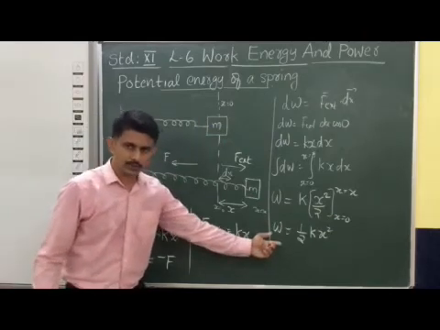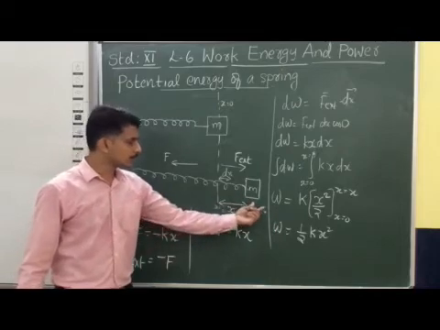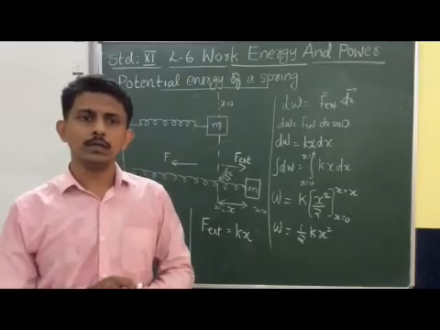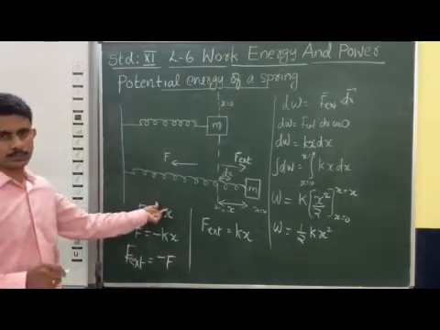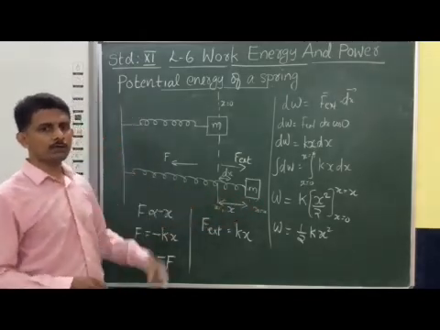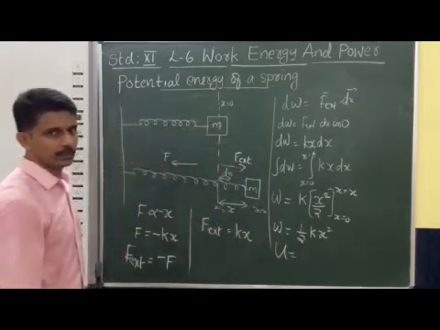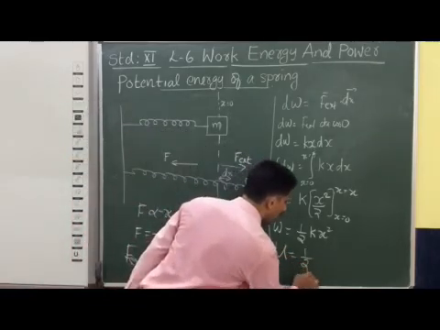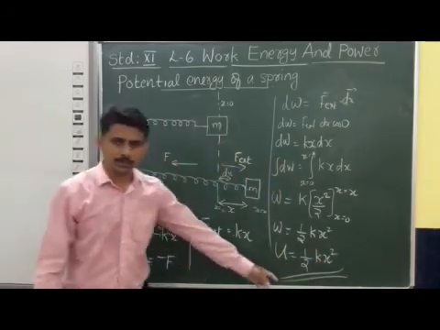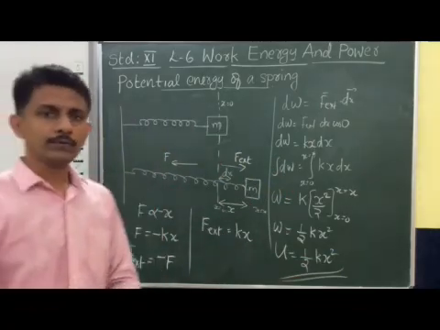This is the work done to displace this spring from the equilibrium or mean position to the maximum position x, and this work done is stored in the spring as potential energy. So we represent the potential energy stored in this spring as U = half k x square. This is the potential energy of a spring: U = half k x square.